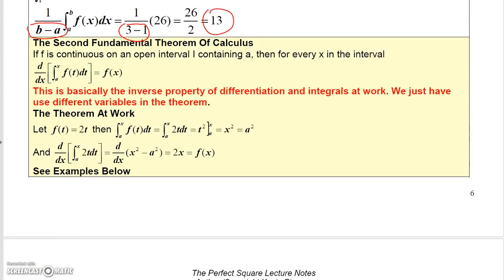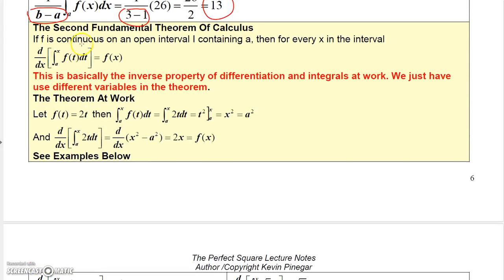Okay. Now, there is a second fundamental theorem of calculus, and I don't spend a lot of time on it in business calculus. In a Calculus 1 class, you might spend some time on it. But basically, it says if f is continuous on an open interval I containing a, then for every x in the interval, if you take the derivative of the integral from a to x of f of t dt, you're going to get f of x. So this is basically the inverse property of differentiation and integrals at work. We just have to use different variables in this theorem.